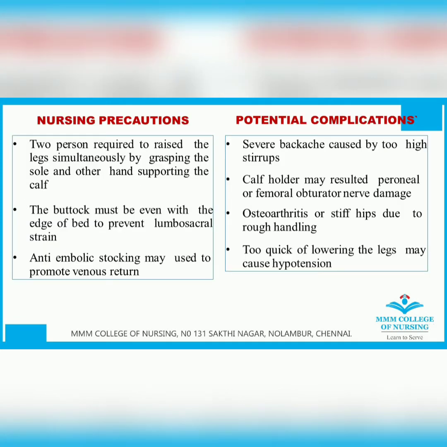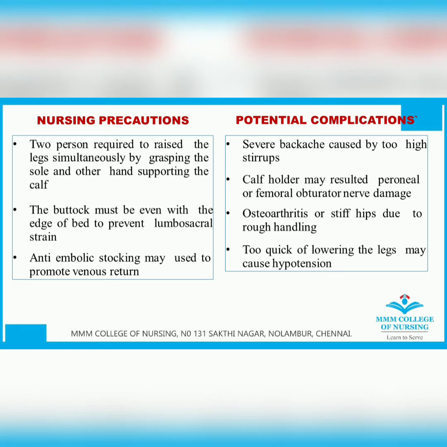Nursing precautions and potential complications of lithotomy position. So first, let's see the nursing precautions. Two persons are required to raise the legs simultaneously, one grasping the sole and the other hand supporting the calf. The buttocks must be even with the edge of the table to prevent lumbosacral strain. Anti-embolic stockings may be used to promote venous return.